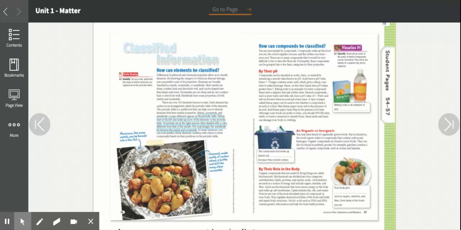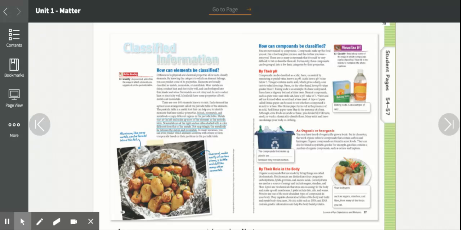There are over 100 elements known to exist. Each element has a place in an arrangement called the periodic table of the elements. The periodic table is a useful tool that can help you identify elements that have similar properties. Metals, nonmetals, and metalloids occupy different regions in the periodic table.